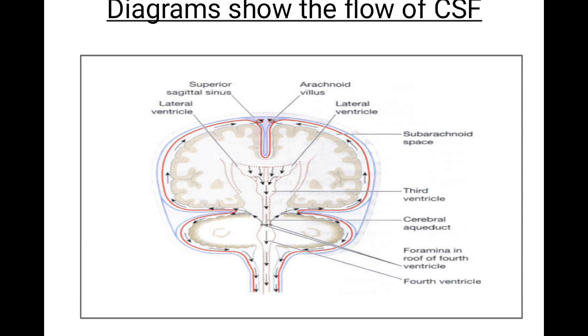I've got the superior sagittal sinus, and just on the other side again we also have the lateral ventricle. Okay, and we have the brain there, and some meninges which they didn't show right here. We're going to see it in the other diagram.